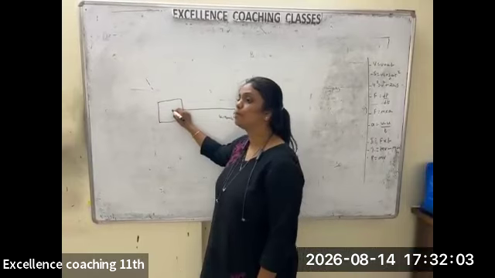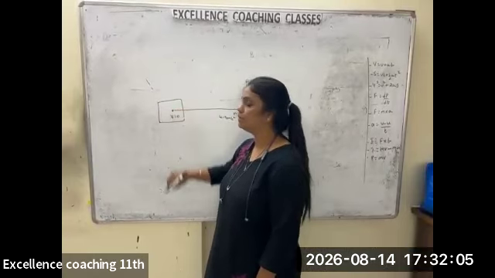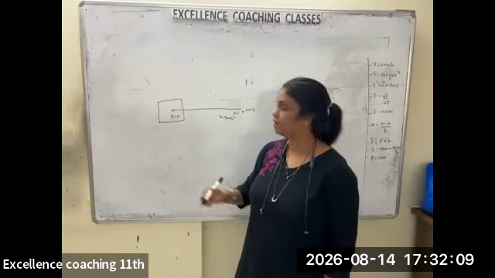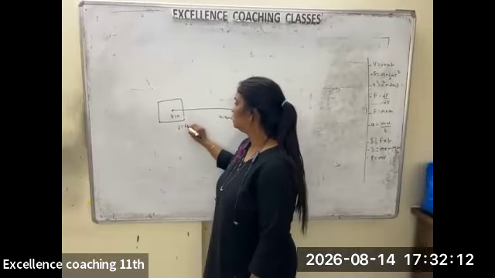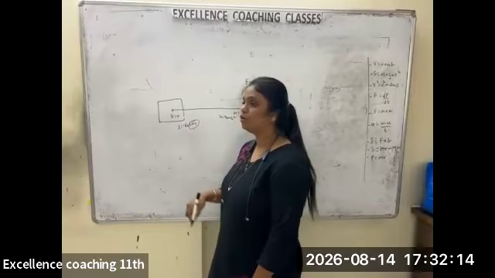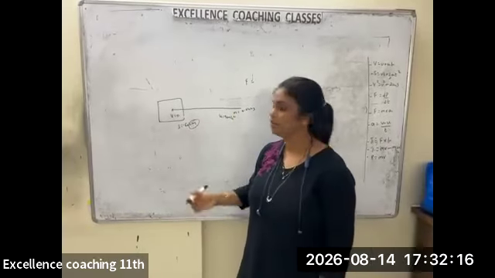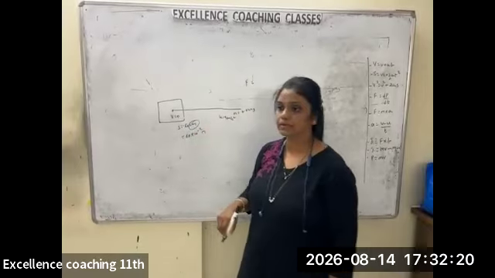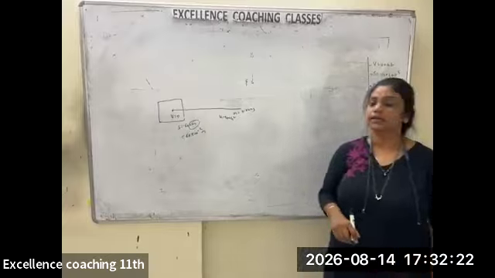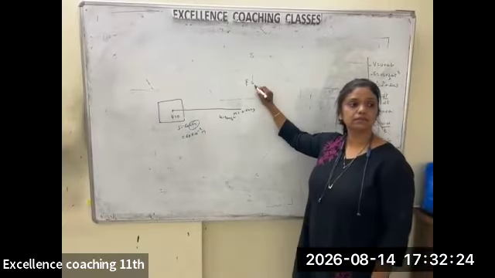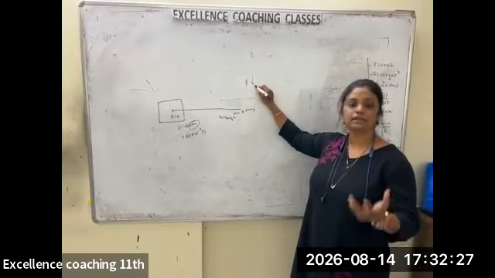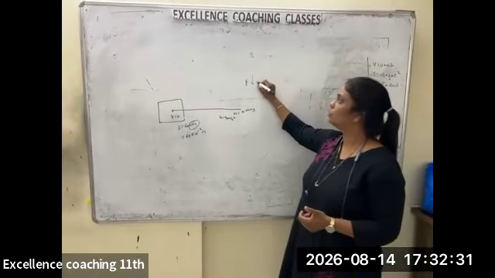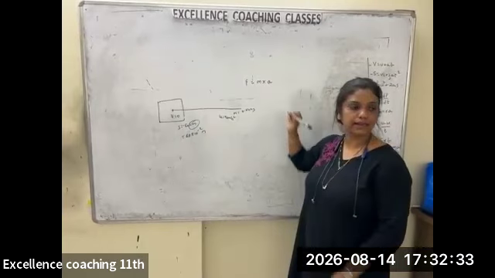It is coming and stopping here, so final velocity will be 0. Anything else given? How much distance has it covered? 60 centimeter. Centimeter is not your SI unit, so that has to be converted: 60 into 10 raised to minus 2 meter. Okay. Now what is asked? Force. The formula of force is either dp by dt or mass into acceleration.